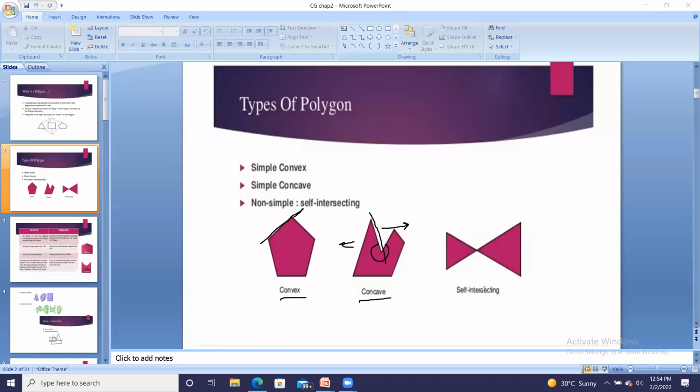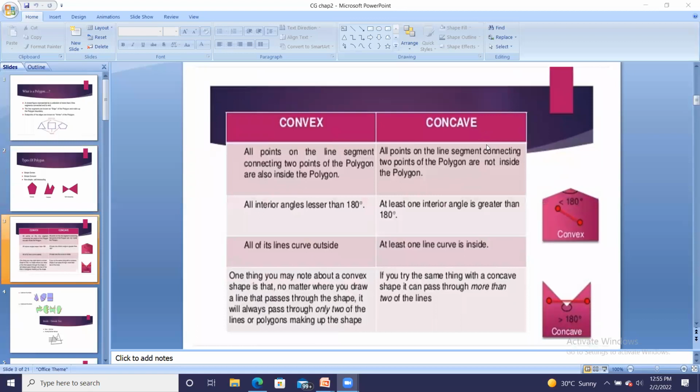Similarly, it can also be called self-intersecting. Self-intersecting is nothing but the polygon has some edges which are dividing the polygon into two polygons again. So if you observe this polygon, it has rather two edges due to which the whole polygon is getting divided into two polygons. This is polygon number 1, this is polygon number 2. So that is called your self-intersecting polygon. So these are the types of the polygon. So these are the differences between the convex and concave.